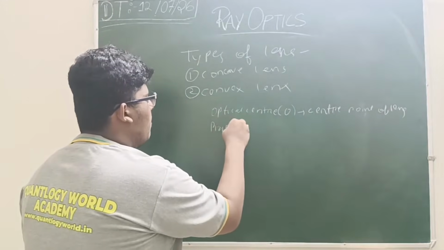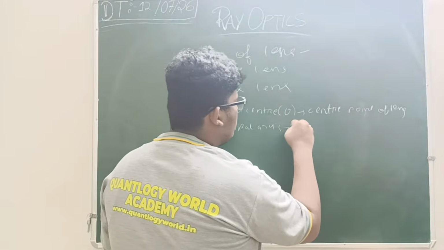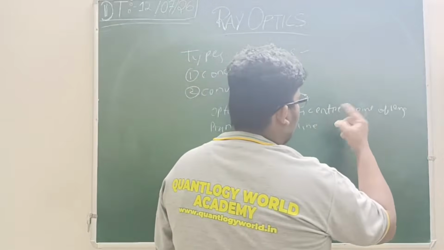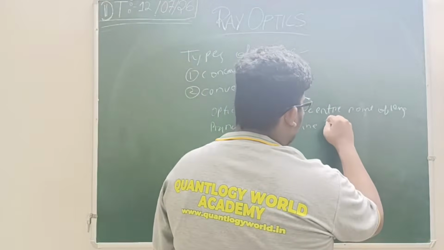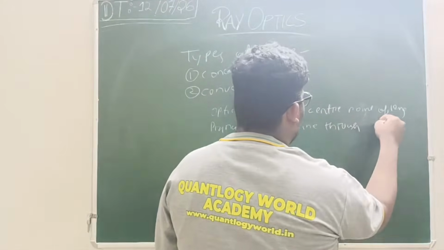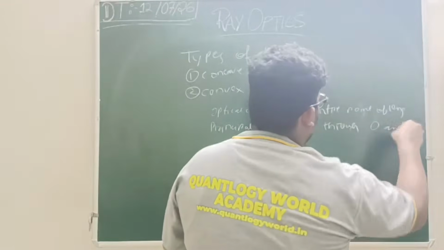Next is principal axis. Line through optical center and center of curvature passes. Line through optical center, that is I am writing as O. Line through optical center and center of curvature.